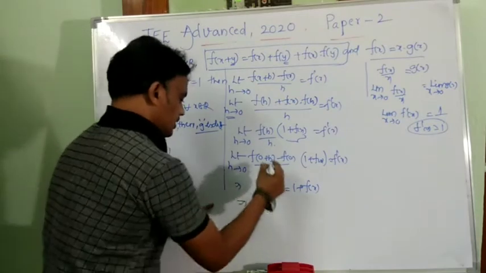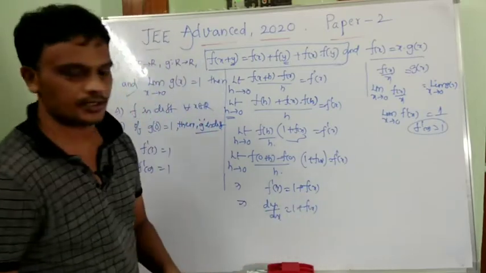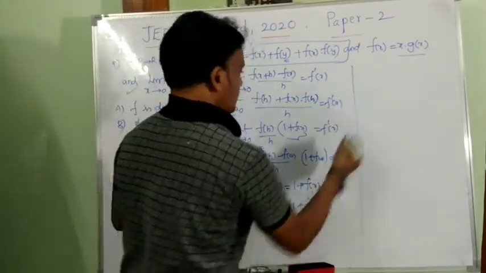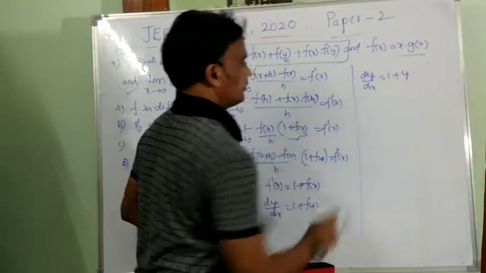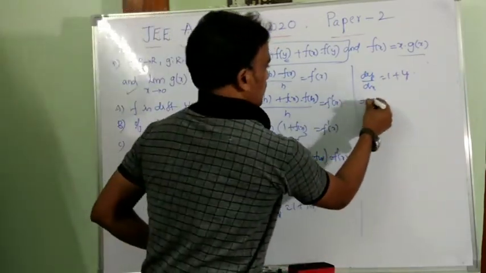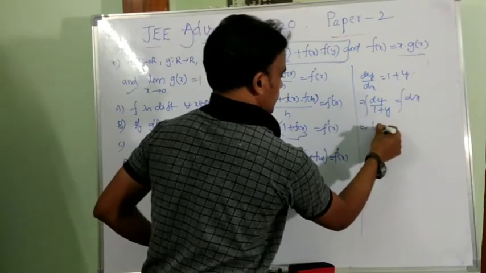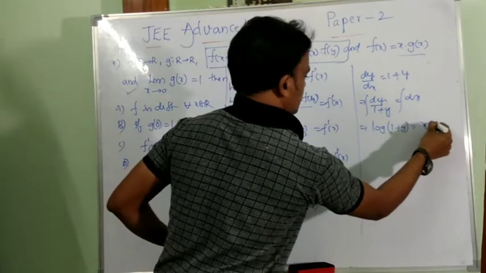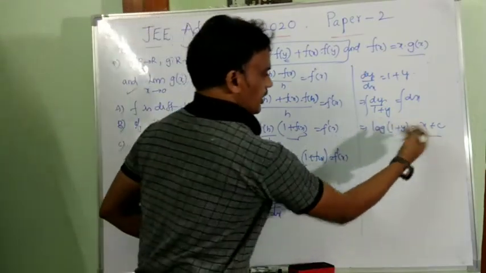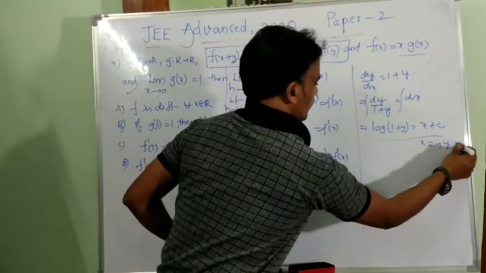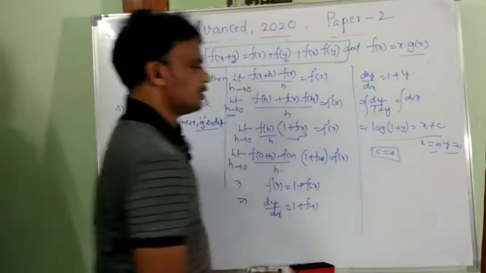What is f dash of x? It means dy by dx is 1 plus f of x, which is y. So dy by 1 plus y equals dx. Integrating on both sides, we get logarithm of 1 plus y equals x plus c. Since f of 0 is 0, when x is 0, y is 0. That means log 1 is 0, so obviously c also equals 0.